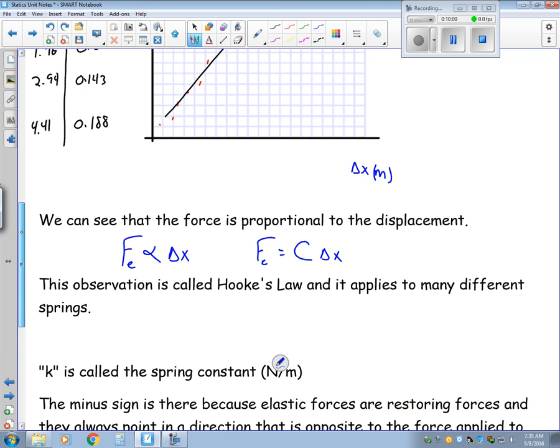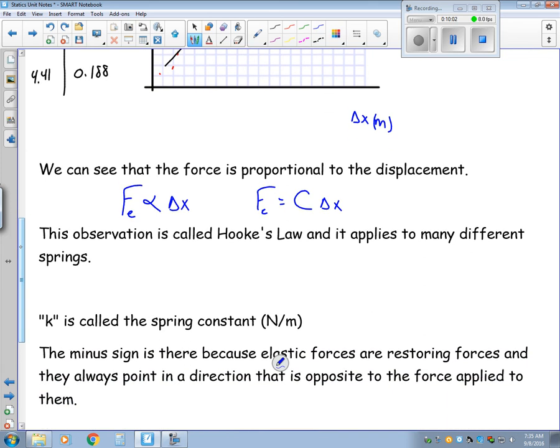The person who saw this was a scientist named Hooke, and he saw that this is true for many, many different springs. So this became Hooke's law, where the elastic force equals the spring constant, which we represent with a lowercase k, times the displacement.